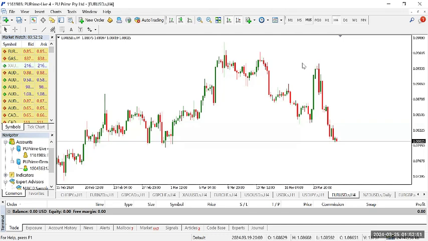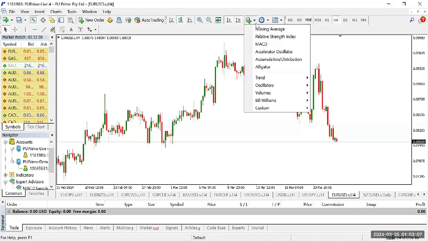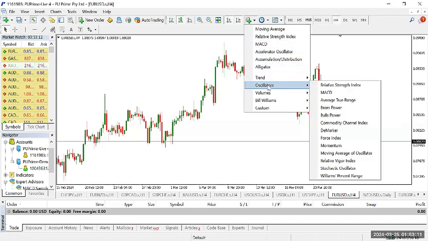Now, the first thing I'm going to show you is how to attach the Relative Strength Index to your chart. In order to do that, we need to come up to this section of the MetaTrader platform. There, we're going to click the drop-down menu, and we'll see this menu. Now, the RSI is an oscillator. Oscillators are used to confirm trend. So you scroll to the side and you can see Relative Strength Index.